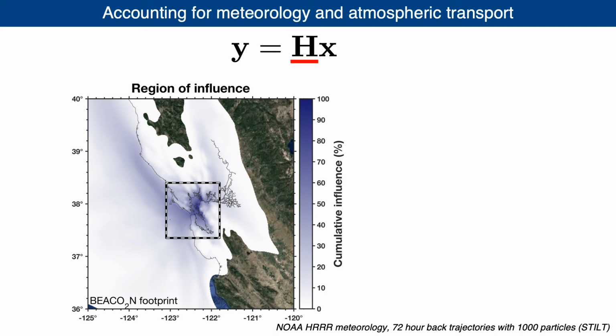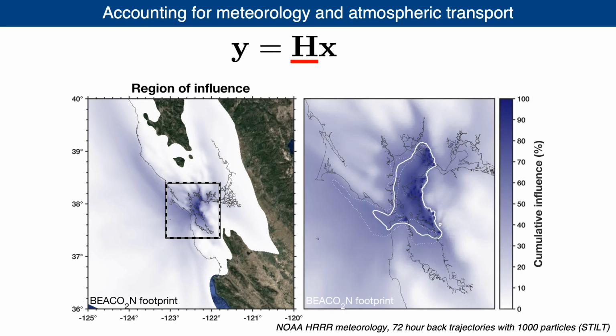And we do that using the High-Resolution Rapid Refresh meteorology. And so doing this, we can then figure out where those air masses that got to our sites came from. And what I'm showing here on the left is the cumulative influence of our network, or really the region that our network is sensitive to.